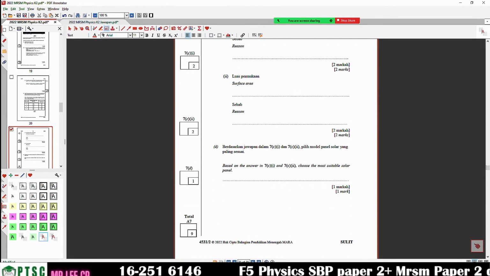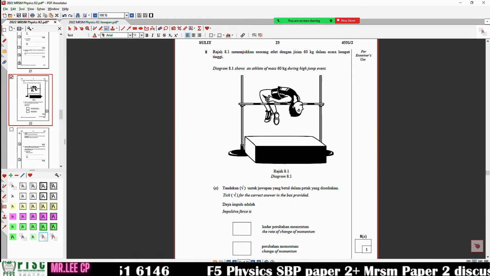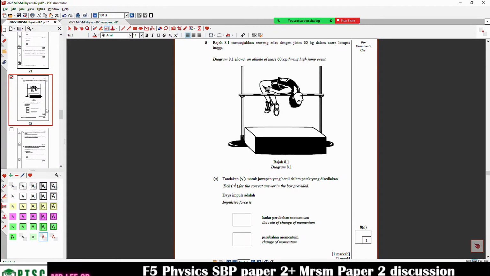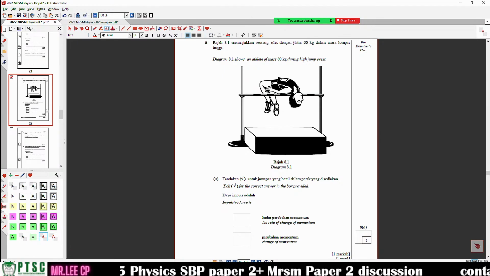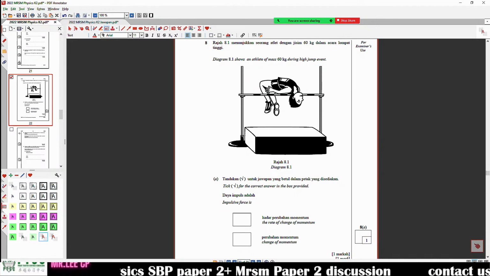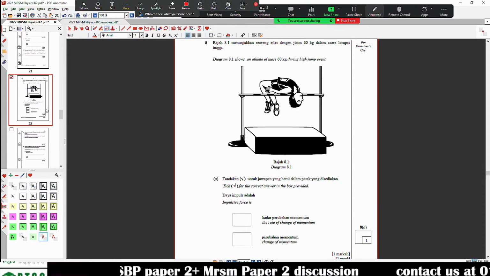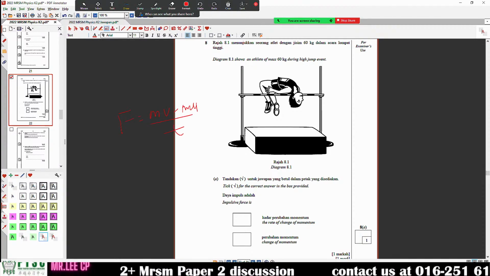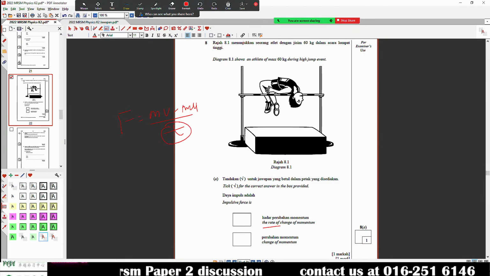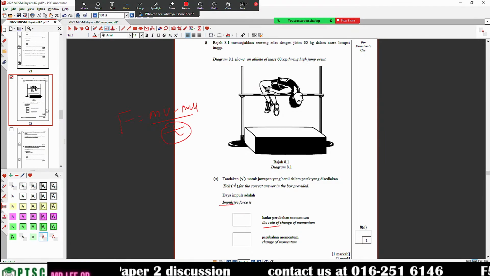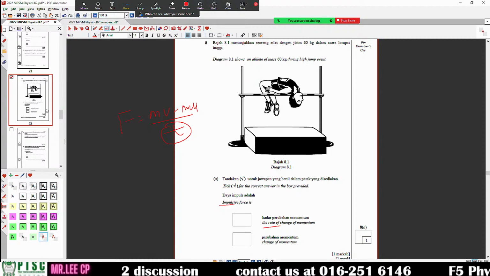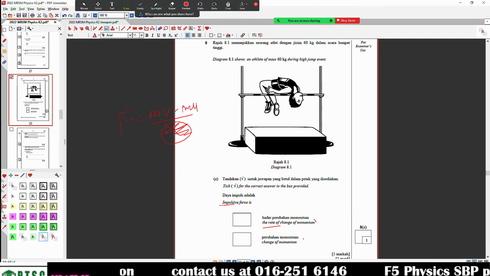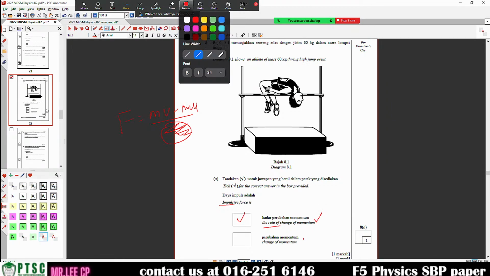Number 8. Tick the correct answer in the box provided. What is impulsive force? Impulsive force is F equals mv minus mu over t. I want to see the rate. If it were impulse, there would be no rate, only the change in momentum. This one is impulsive force. The answer is this one.